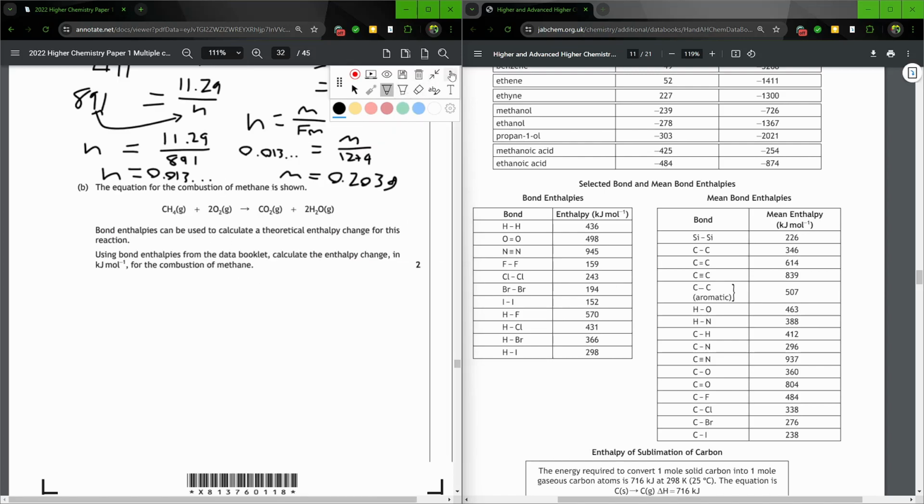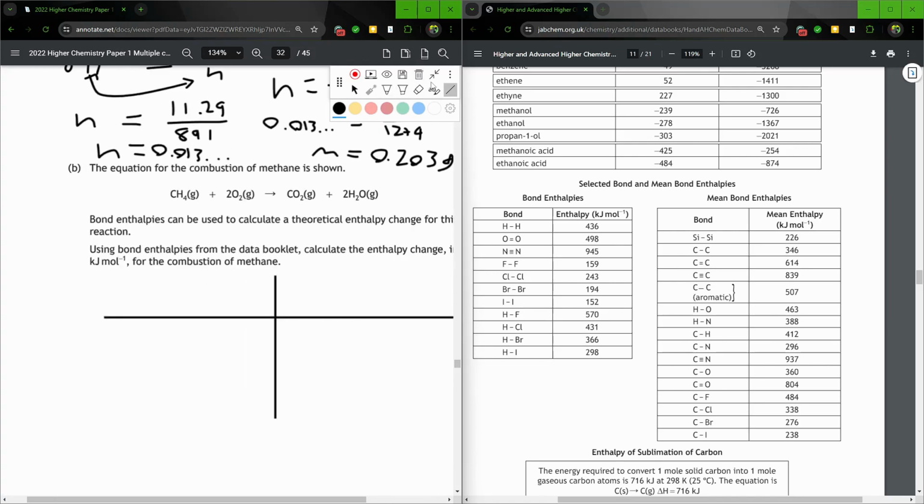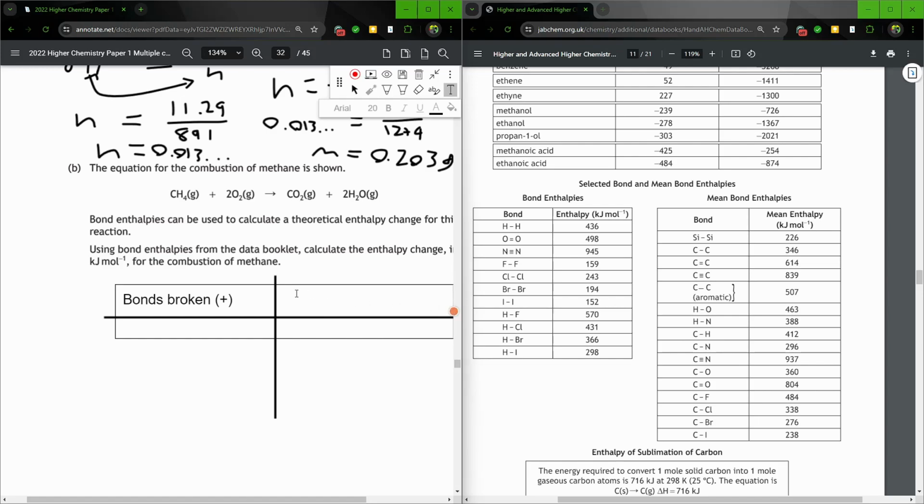And now what I'd like to do when I do these questions is make a table. Don't want to make it too big because I want to do some numbers at the bottom. But essentially what we're going to do is say it's going to be bonds broken. And when you break a bond, it takes energy. So it'll be positive, because remember, a negative enthalpy change is giving out energy to the environment, and a plus is requiring energy from the environment. And we're going to have bonds made, which release energy, so are negative.